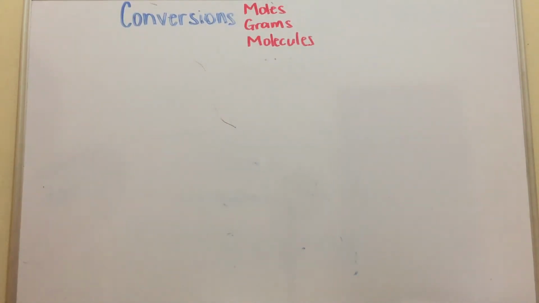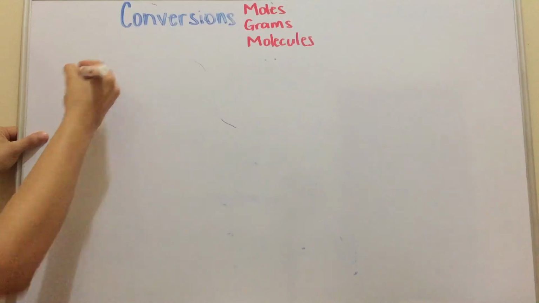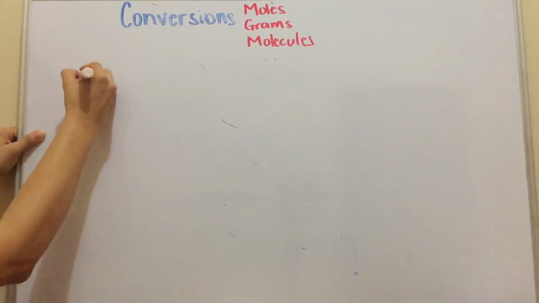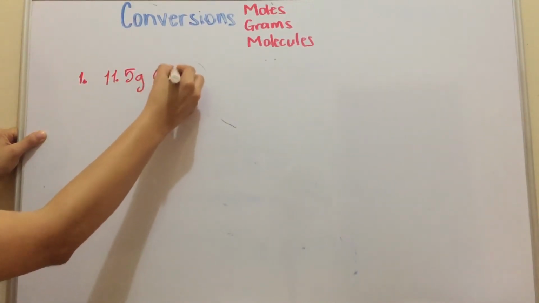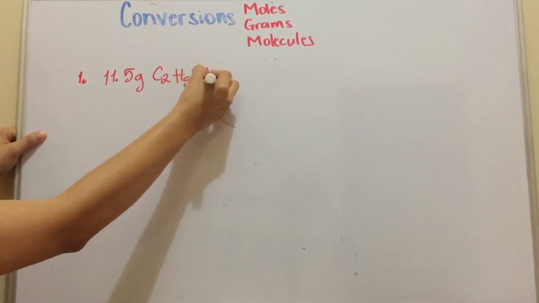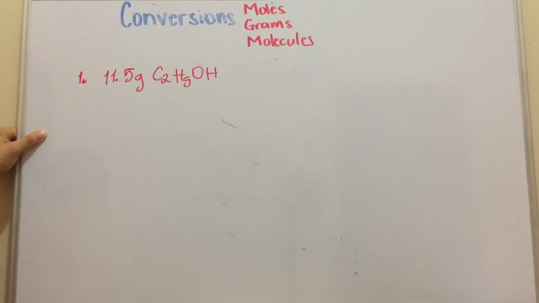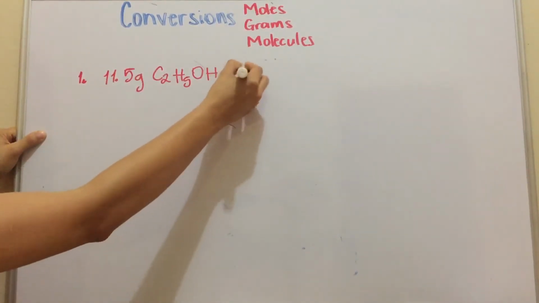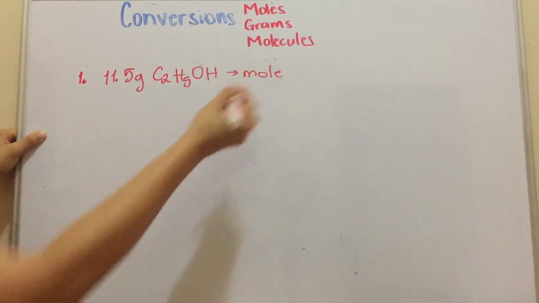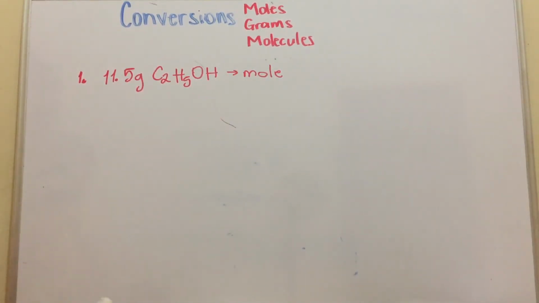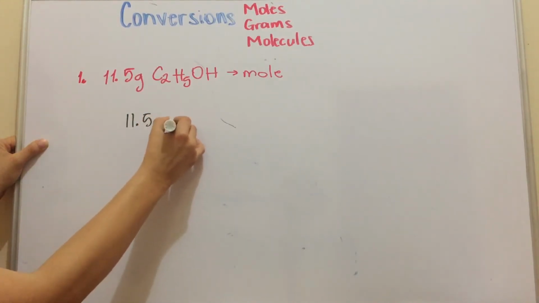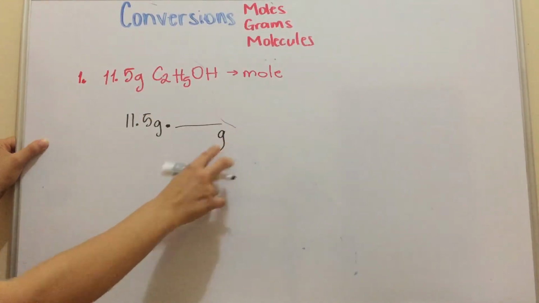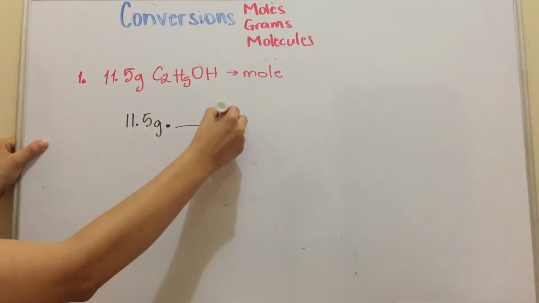Alright, so I'm going to put the first example. In the first example, we're going to convert 11.5 grams of ethanol to moles. Alright, I'm pretty sure you remember this. In order for us to convert, we're going to put 11.5 grams times grams down, because I want to eliminate grams and get moles.